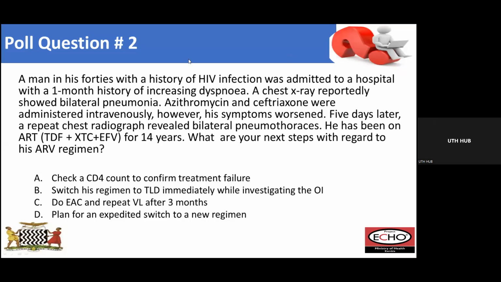Dr. Hachambwa, I've seen a question from Dr. Bosco. I think that was just a case scenario. There was no explanation as to why they took the viral load in 2 months.